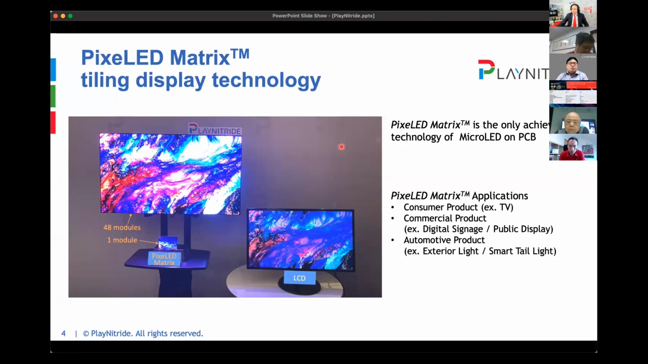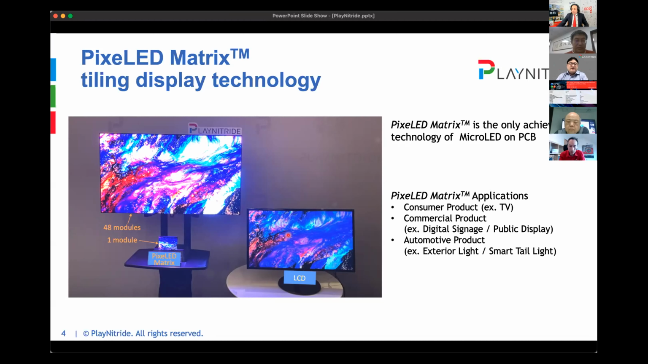Here is a sample of what we demonstrated, which we call a pixel matrix, and this is a tiling display. We have 48 modules tiling together, and you can see from the left-hand side that one module is very small, and this is a bare micro LED. We have a unique technology to transfer to the PCB, and then we can easily tile a much bigger screen. This example is 48 modules, but of course we can tile to any bigger size or different shape.